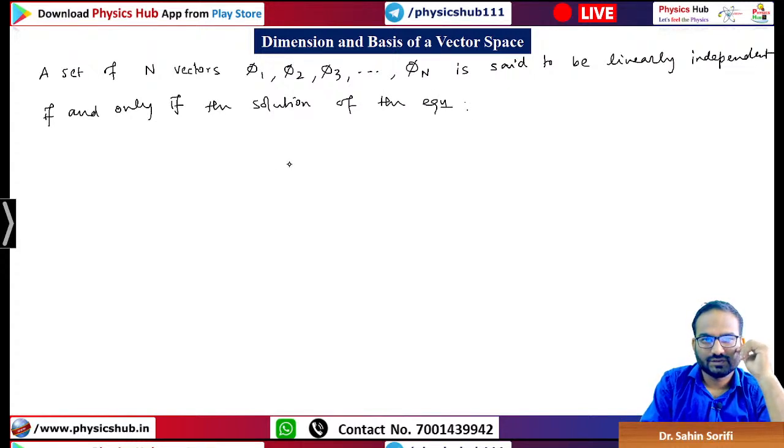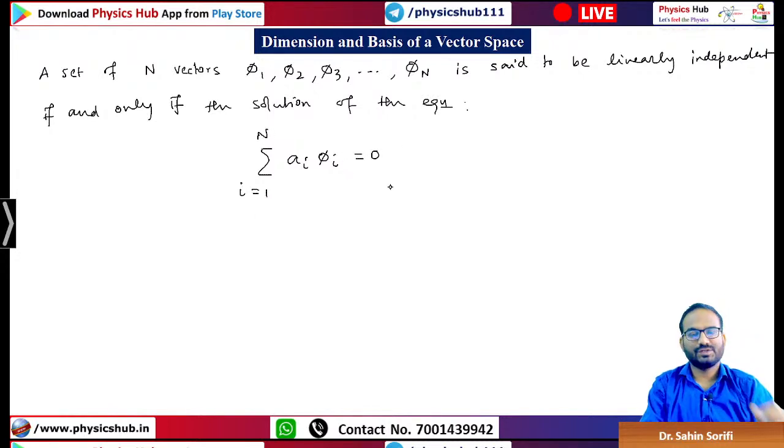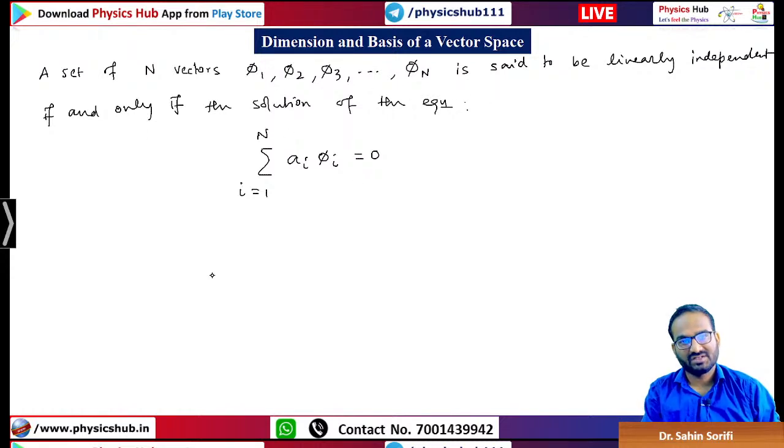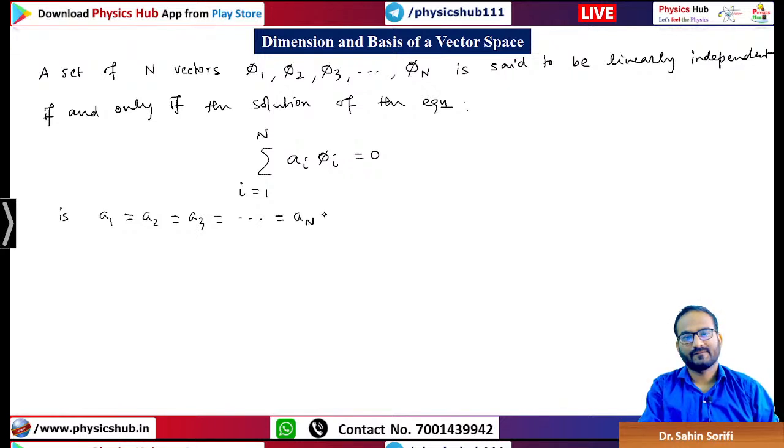sum of ai phi i, summed over i equals 1 to n, equals 0. So this is an equation, and the only solution possible to this equation is that all these coefficients a1, a2, a3, a4 and so on are all 0. That is the only solution that exists. If that is so, then you can say that phi 1, phi 2, phi 3 are a linearly independent set of vectors. So this thing you must have read in mathematics, isn't it?